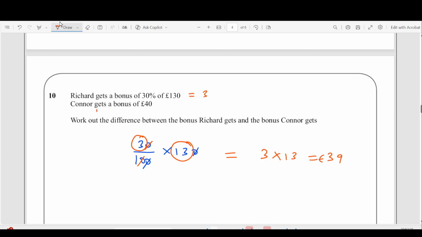So this is 39 euros and this is 40. If we want to find the difference, difference means subtract. So if we subtract 39 from 40, we get 1 euro. So the difference between the bonus Richard gets and the bonus Connor gets is 1 euro. That's the answer. Okay, let me check.